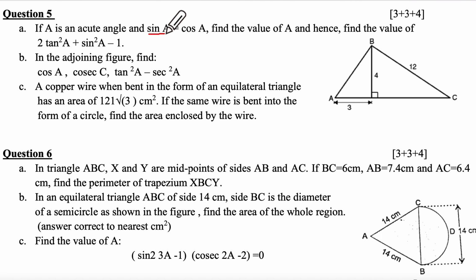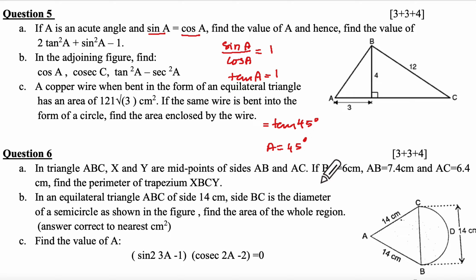If they tell you sine A equal to cos A, you have to say sine A upon cos A will be equal to 1, means tan A equal to 1, means tan A is equal to tan of 45 degrees. So A is equal to 45 degrees.